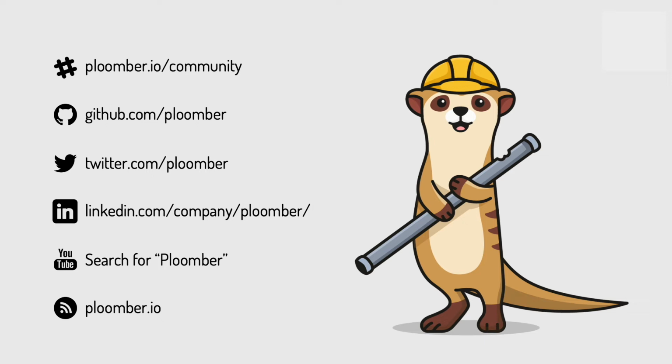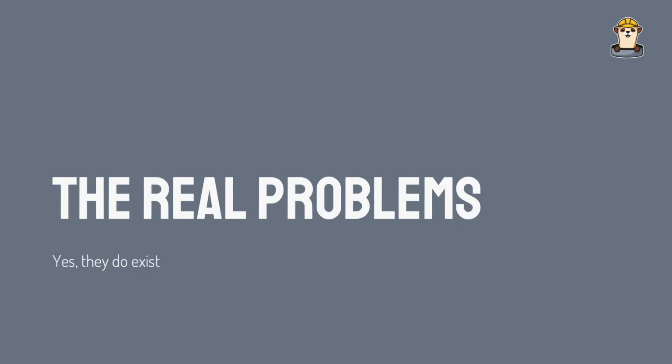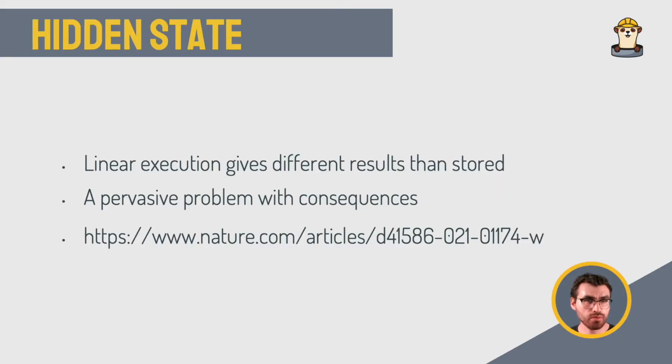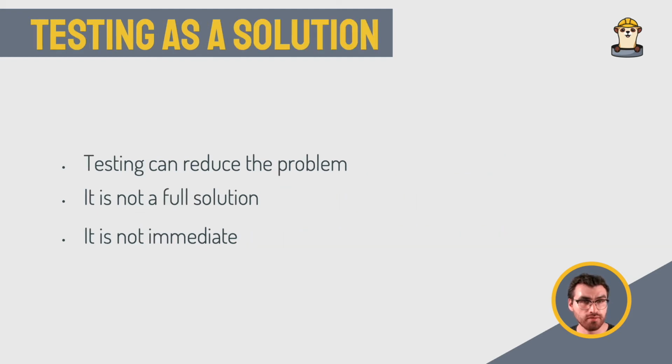Now, let's go back to talk about notebooks. So, what are the real problems? Given a notebook, we say it has a hidden state when executing it linearly returns different outputs than the ones it was previously saved with.